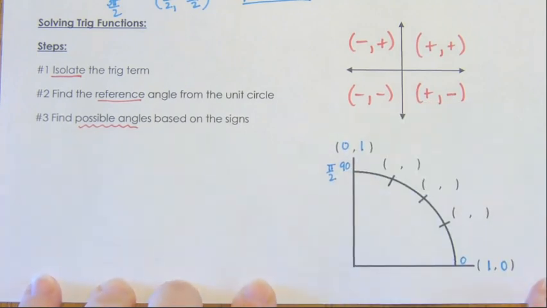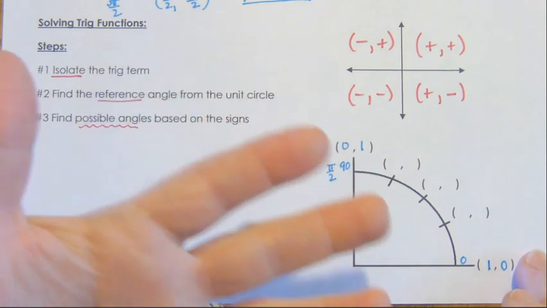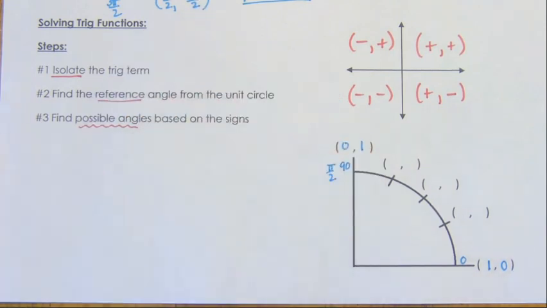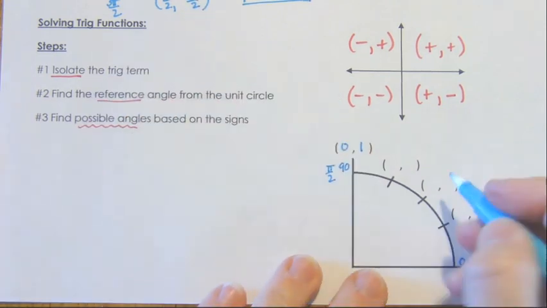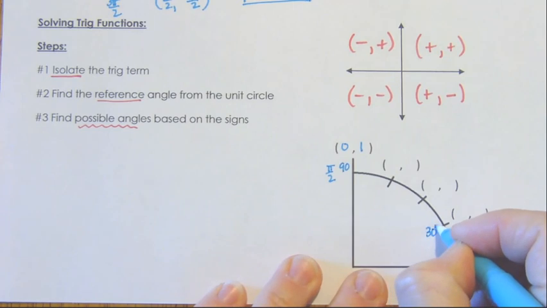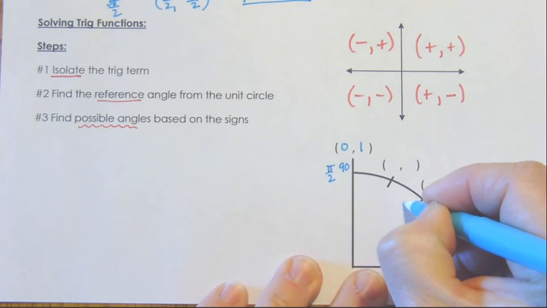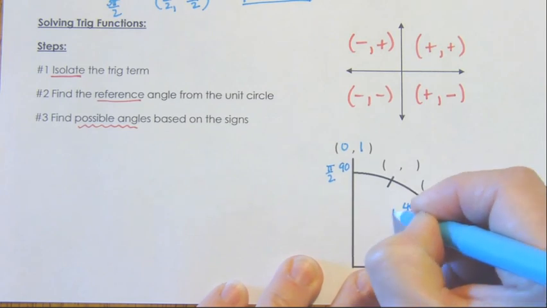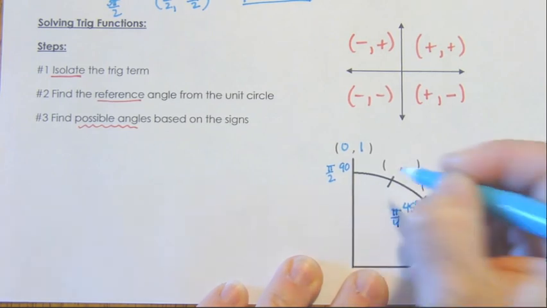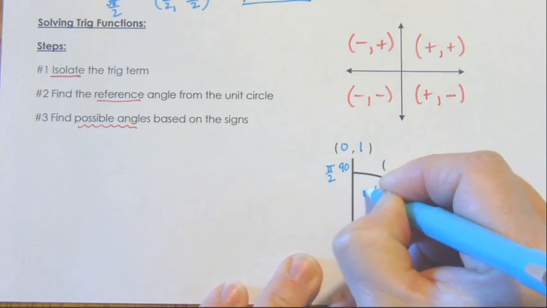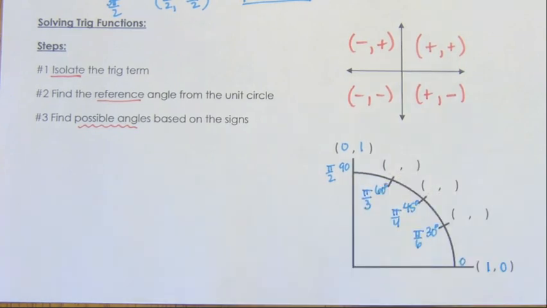Now, these are the ones, and Mrs. Campo showed you that handy circle, the handy trick. If you wanted to do that, this would be 30 degrees. That's the same as pi over 6. 45 degrees is the same as pi over 4. And 60 degrees is the same as pi over 3.